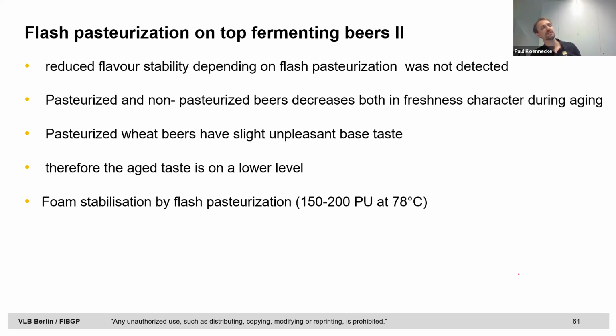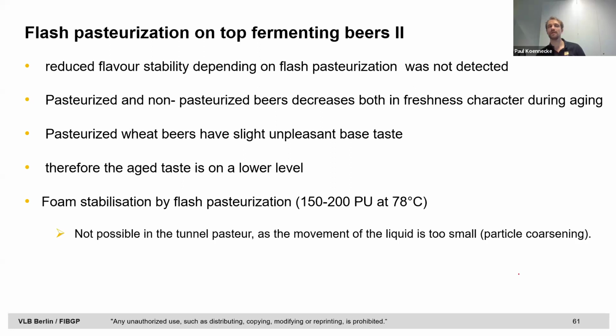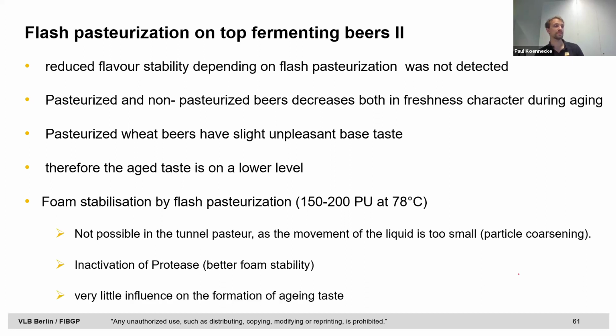If you want to have a foam stabilization by flash pasteurization, you really have to go up with your pasteurization units and also to higher temperatures because you have to inactivate those proteases. So you can't really do this in a tunnel pasteurizer. Even if you went to those high temperatures, the movement of liquid is too small, and there will not be a complete deactivation of proteases in the tunnel pasteurizer. And even this does not have a very big influence on the formation of an aging taste. So if you have problems with your foam stability, avoiding them with flash pasteurization could be something you can do.